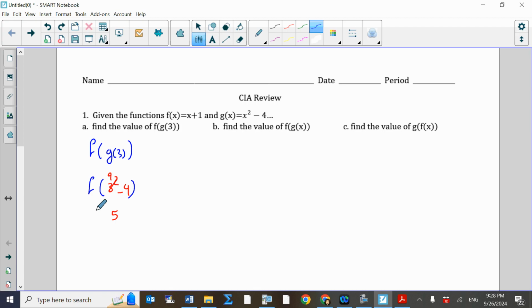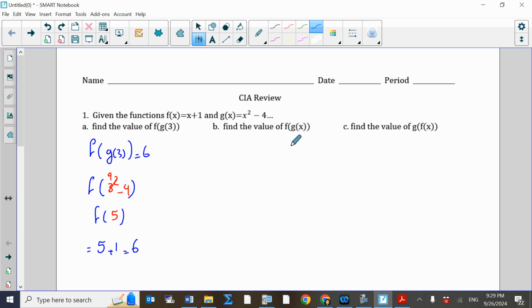So I need to find f of 5 now. So the value of g of 3 is replacing the x on f of x. The formula for f of x is x plus 1, but instead of x, I replace 5. 5 plus 1, that's equal to 6. So that's the answer to this question.